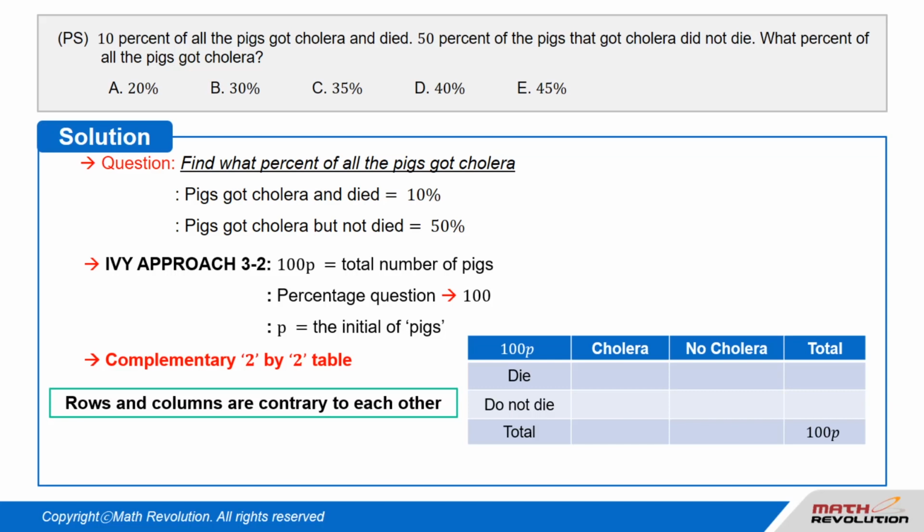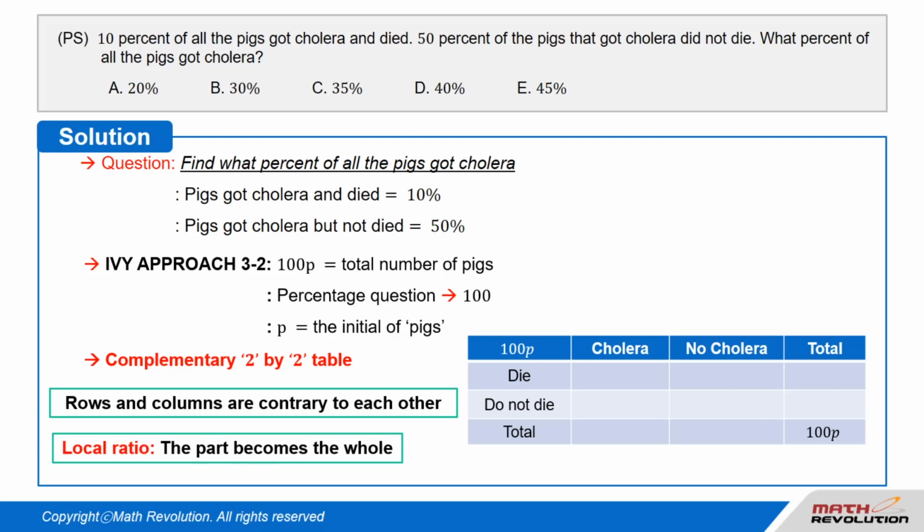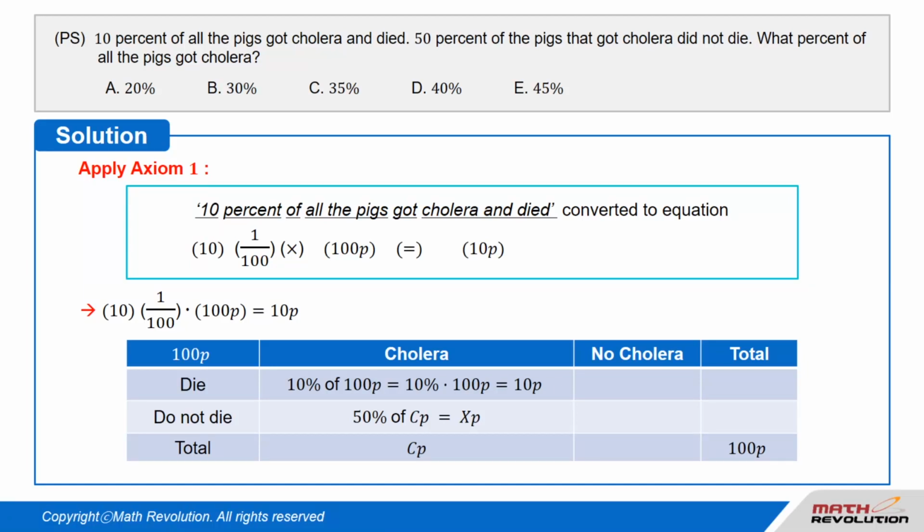So we look at the type of question. It is a complementary 2x2 question. That is, the items in the columns and items in the rows are in contrast to each other. Secondly, the question is about a local ratio. That is, the part becomes the whole. Also, we use axiom 1 when we are converting statements to equations.